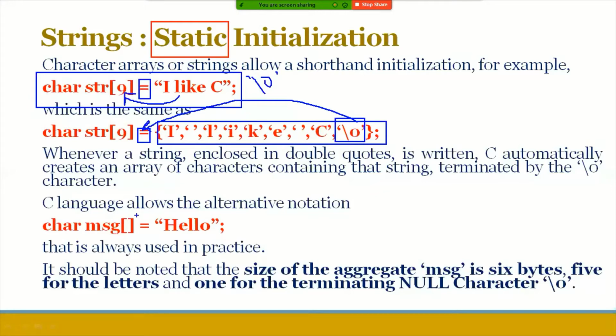The third method, by using the assignment operator only, without specifying size, the string is given directly. So in this, how many characters? Total 1, 2, 3, 4, 5 plus 1 for \0, that is for the null character. Total 6 memory locations will be allocated. So this is also one type of static initialization.